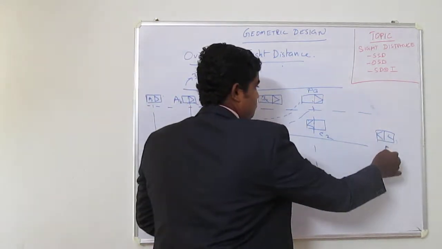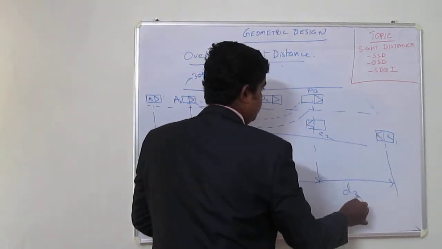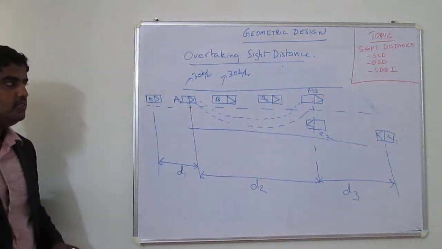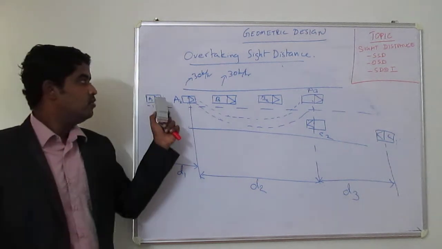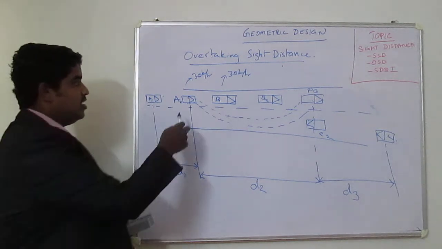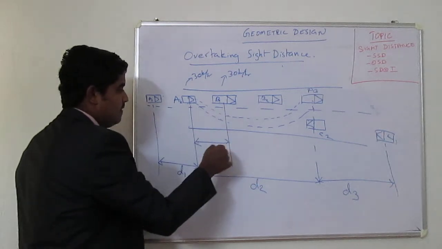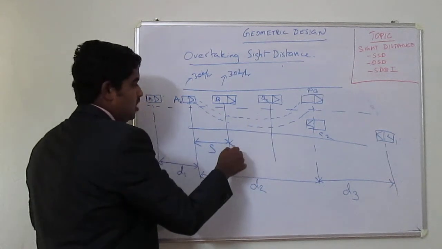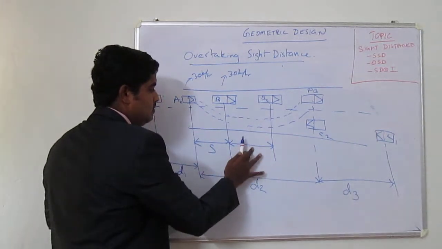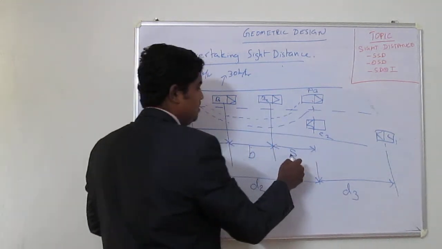And this distance we will keep as D3. So the entire overtaking distance from A1 to A3, this total distance is known as the overtaking sight distance, right? So here the spacing between the A2 and B1, let this be S, and the distance travelled by the vehicle B, let this be small b, and from here to here again the spacing will be there, that will be spacing S.